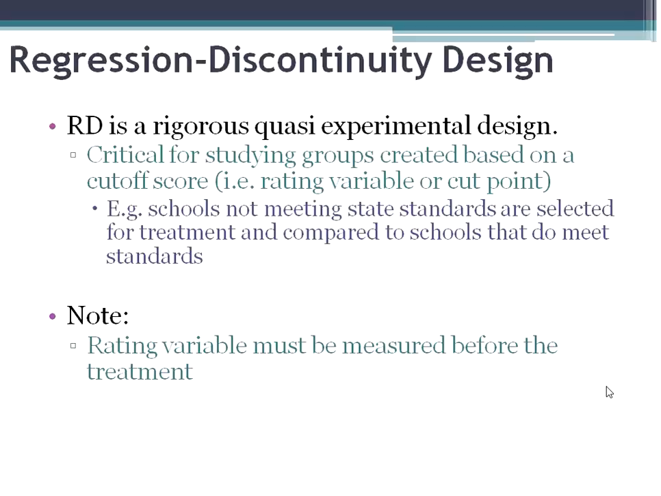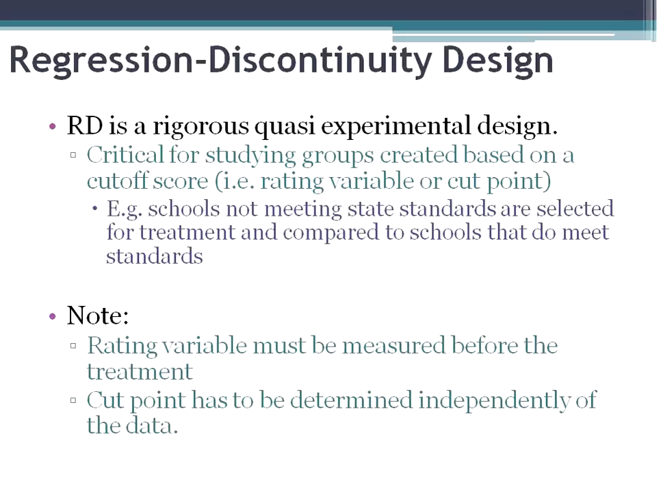So we select based on this cutoff score, but there's a couple key pieces here. And your book has a nice table that outlines all of the different factors that you need to consider for regression discontinuity. But a couple of important ones that I note. You have to measure the rating variable before the treatment, right? So you cannot measure the rating variable after the treatment because the rating variable itself might then be affected by the treatment. So we want to avoid doing that.